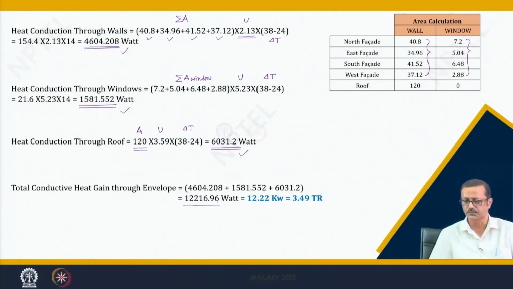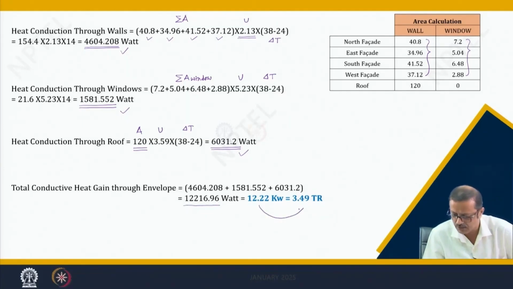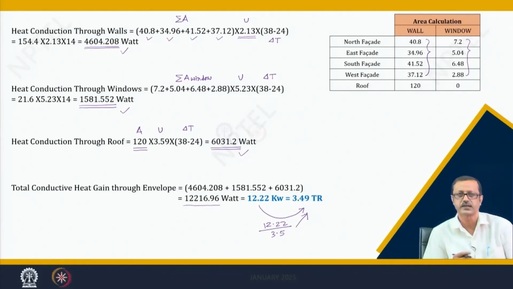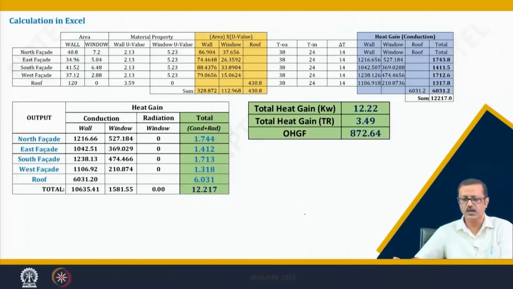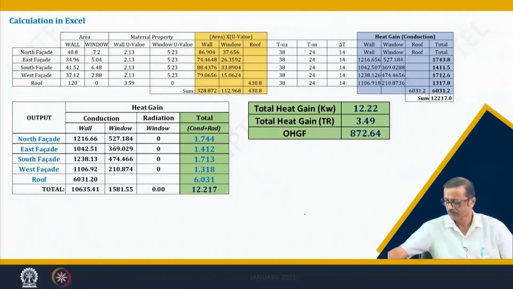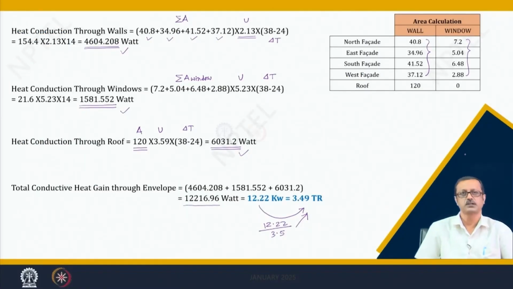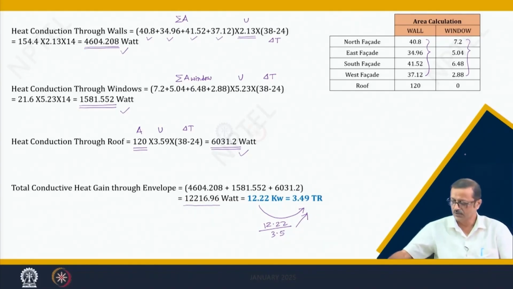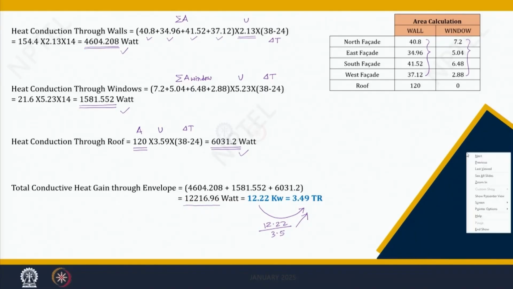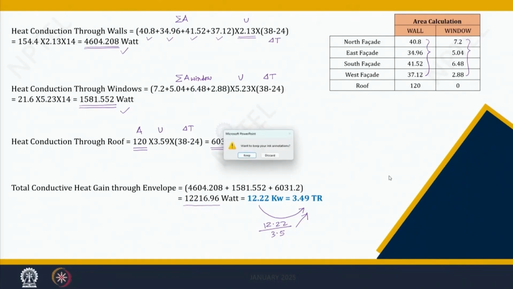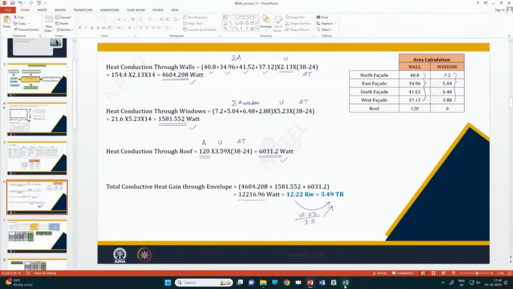So that means almost 3.5 tonnage of refrigeration. So how is this conversion done? I have divided 12.22 by 3.5 to get the TR from kilowatt. Now, I have an Excel sheet, so we can see the conversion from kilowatt to tonnage of refrigeration. Now we can go to an Excel sheet, and in that we can see how it can be calculated.